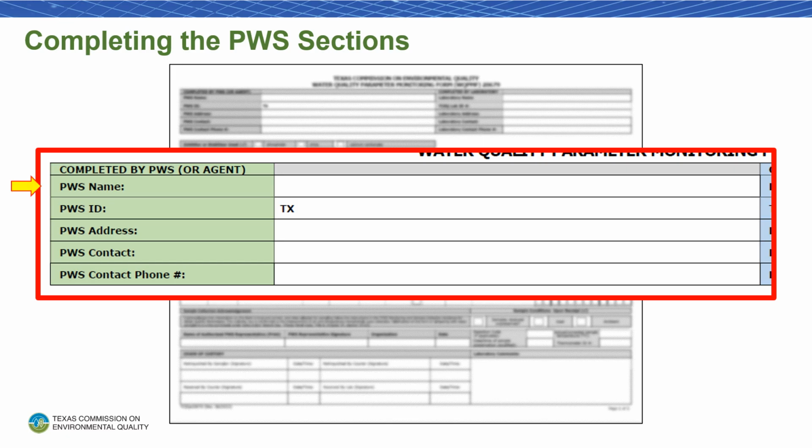In the PWS name section, write the name of your public water system. In the PWS ID section, write your 7-digit PWS ID. In the PWS address section, write the physical address for your public water system.